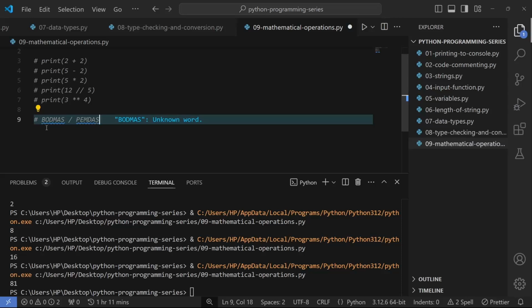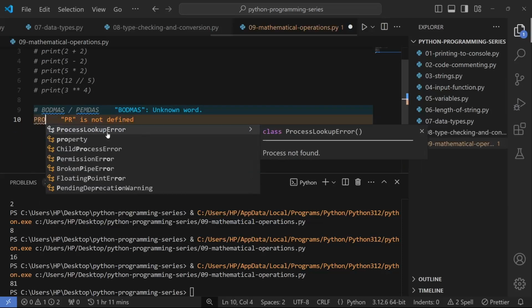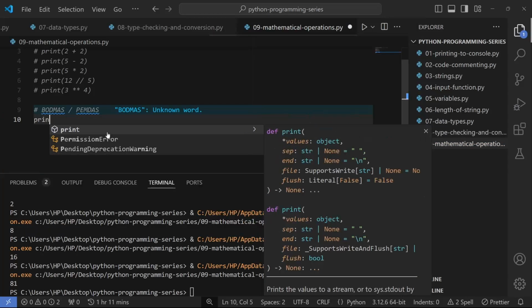Alright, so BODMAS goes by bracket, of, division, multiplication, addition, and subtraction, while PEMDAS goes with parentheses, exponent, multiplication, division, addition, and subtraction. So for example, let's say you want to perform, let me print this.